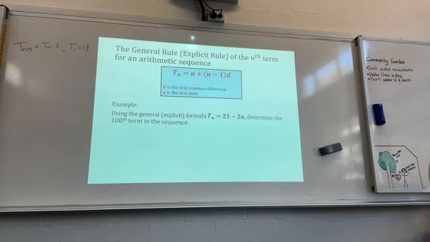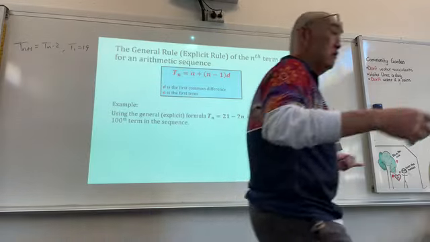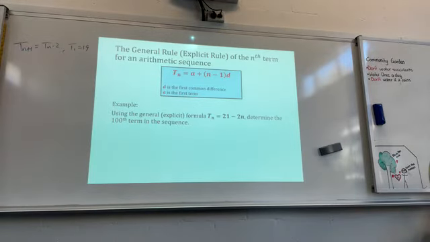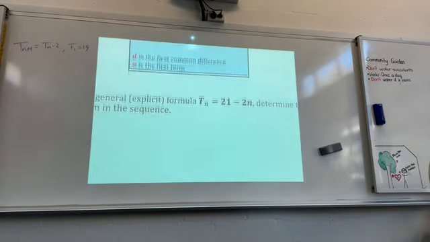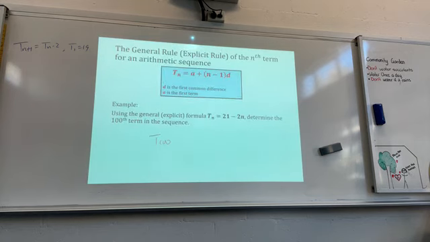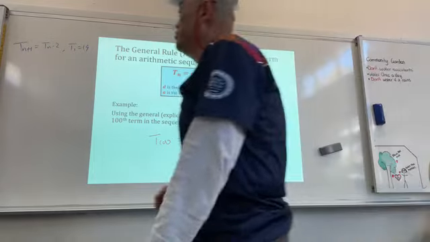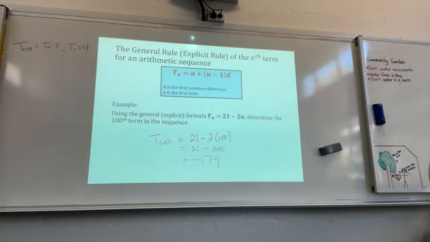So now, using the explicit formula, Tn equals 21 minus 2n, can you determine the 100th term in the sequence? Pretty straightforward. Just substitute n in. So T100 is therefore 21 minus 2 times 100, which is 21 minus 200, which is minus 179. Alright? Now, what I'm going to do is use this example to show you how to use your ClassPad.